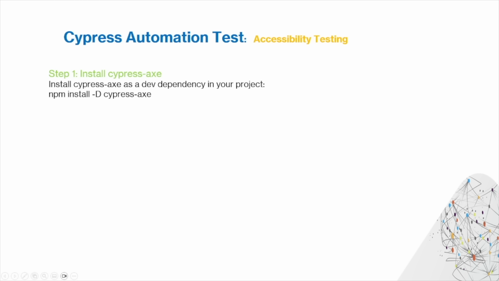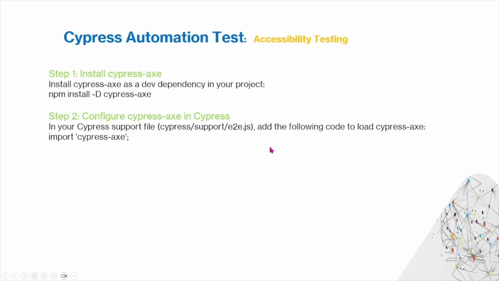So here are some tips for running accessibility testing. First, you have to install Cypress Axe. In order to install Cypress Axe as a dev dependency in your project, you use this command right here. The second thing you have to do is configure Cypress Axe in Cypress. In order to do this, you'll first open your support file and add this line of code.